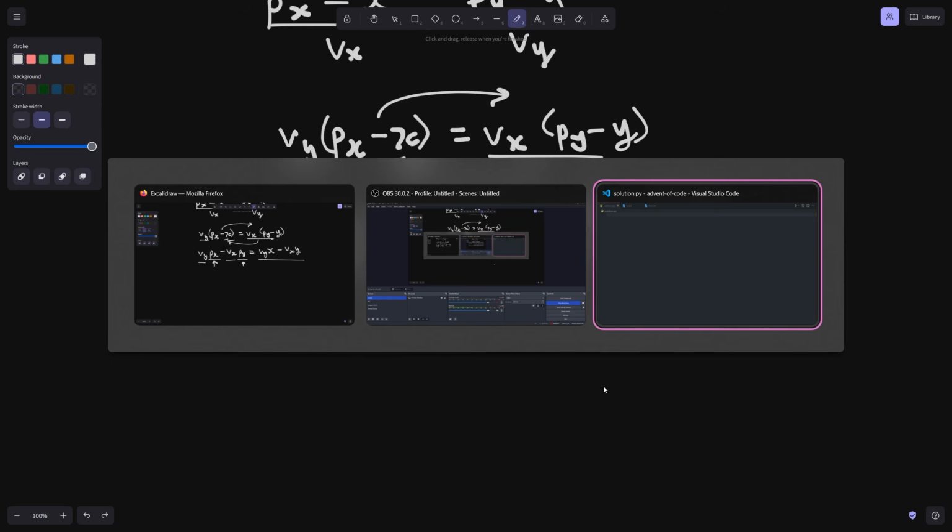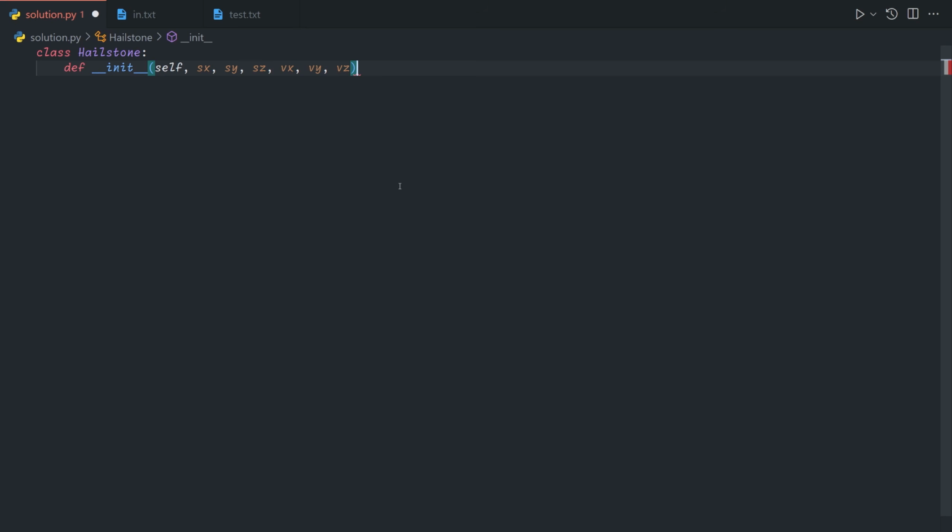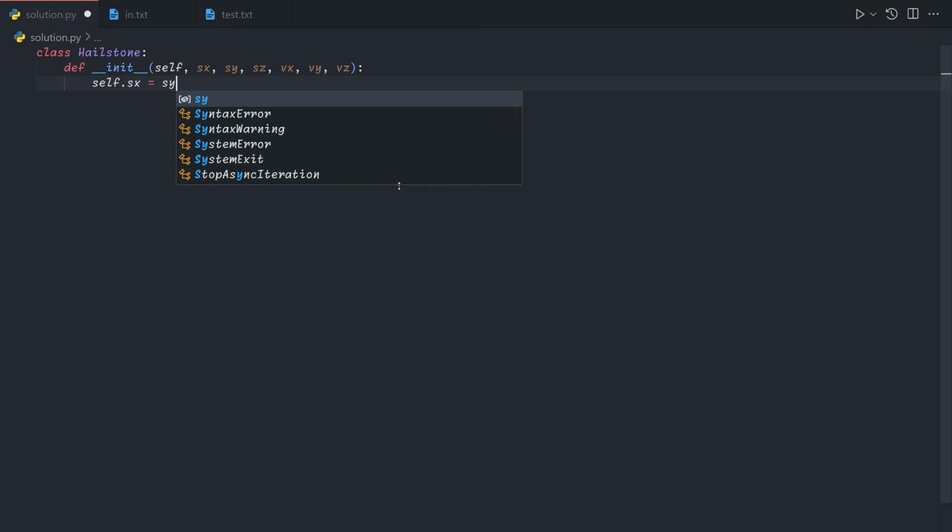So let's get to the conversion part. So we can define a hailstone class that will accept a couple of arguments, the x, y, and z position for the starting position, and the x, y, and z for the velocity. And right now we'll just store all of these.